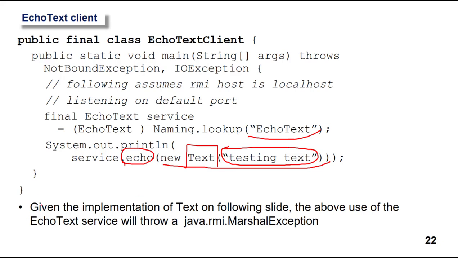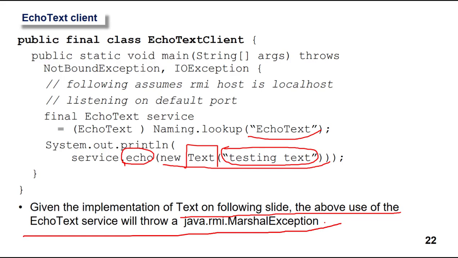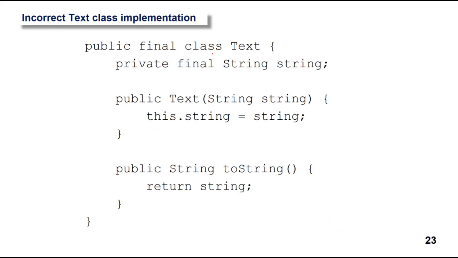So it says here, given the implementation of text on the following slide, the above use of the echo text service will throw a Java RMI Marshal exception. So let's see why that is. So let's have a look at the text implementation. So you see here you've got a simple text class which wraps a string, and it has a constructor and it has a toString method.